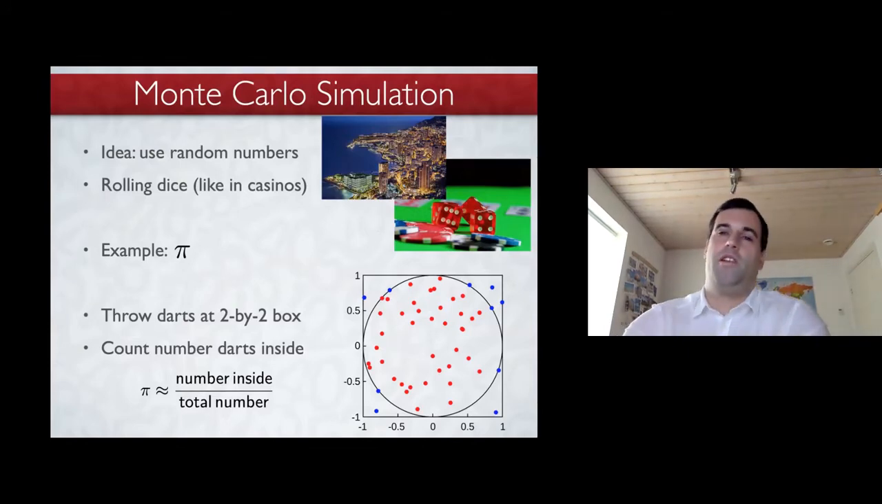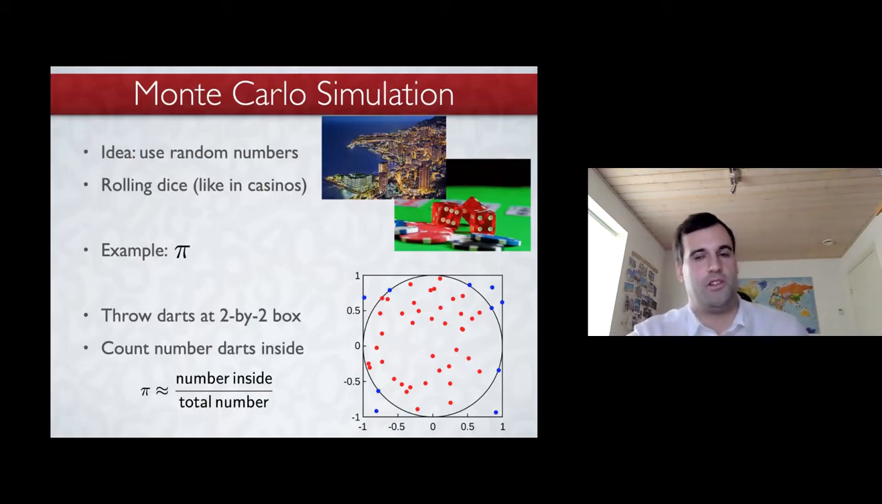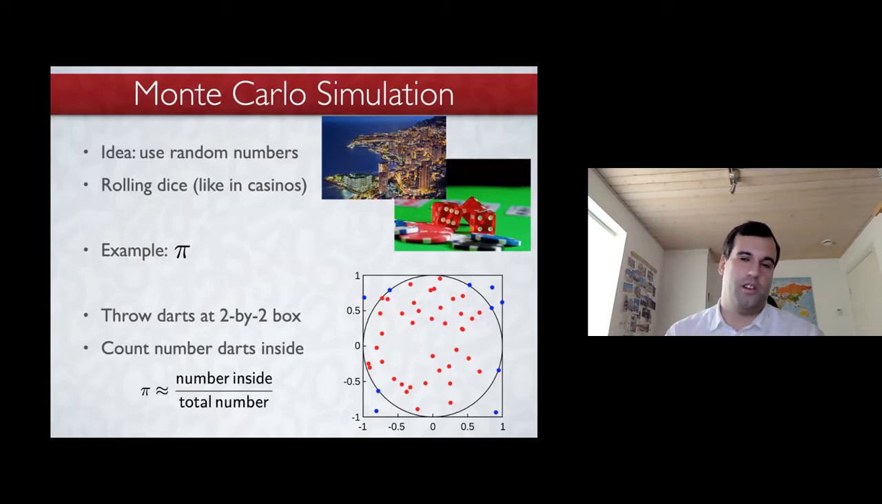Let's say we want to find the number pi, which you probably have encountered before. This can be done easily by throwing random numbers, or throwing darts at a 2x2 box, which goes from -1 to 1, shown here on the bottom right. Then we can approximate pi by counting how many darts, here in red, are inside the circle over the total number of darts we threw into the square. And this is now a numerical integration technique in 2 dimensions.